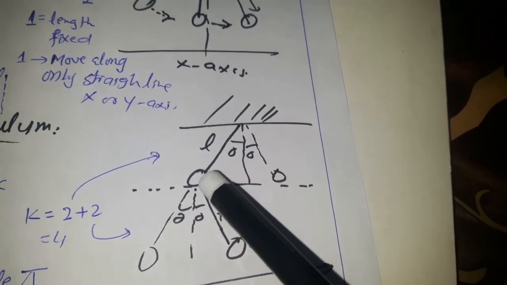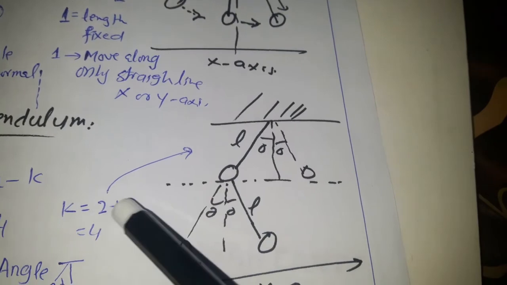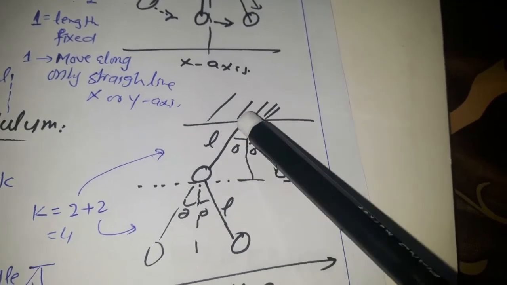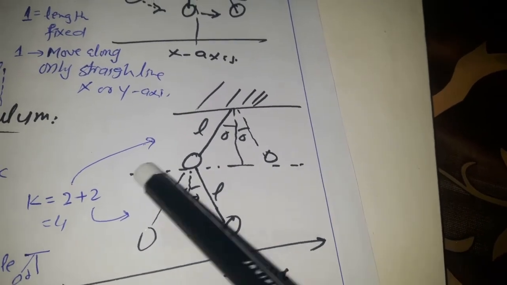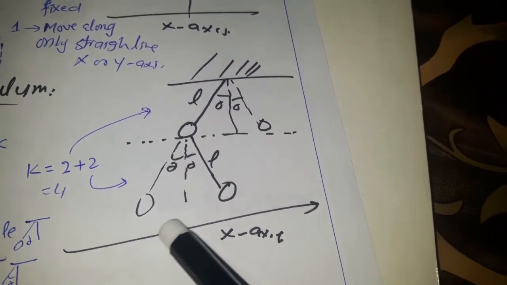From the angle of this pendulum we can determine the position, and from this independent variable, that is the angle, we can also determine the position of the second pendulum.